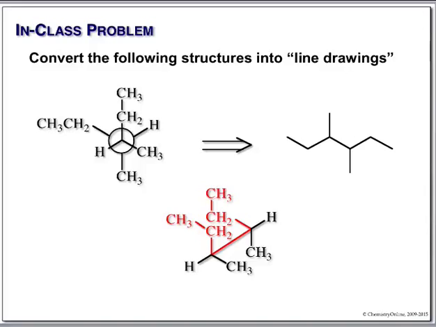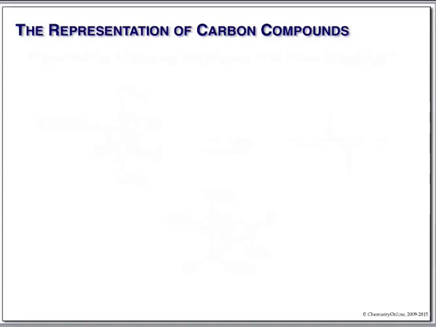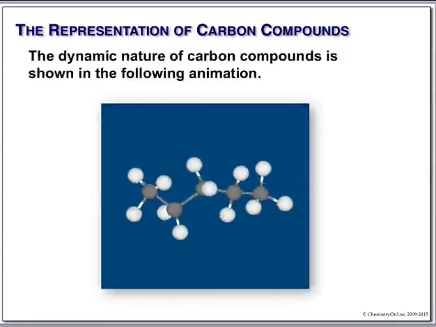Any questions? All right, let me just answer a question before you even have a chance to ask it. What if you had drawn this differently? What if instead of having this fancy zigzag, you had this going up or down, or you flipped it over, or you turned it sideways, or stood it on its nose? Would that be right? Absolutely. Because we have free rotation around all of these bonds.